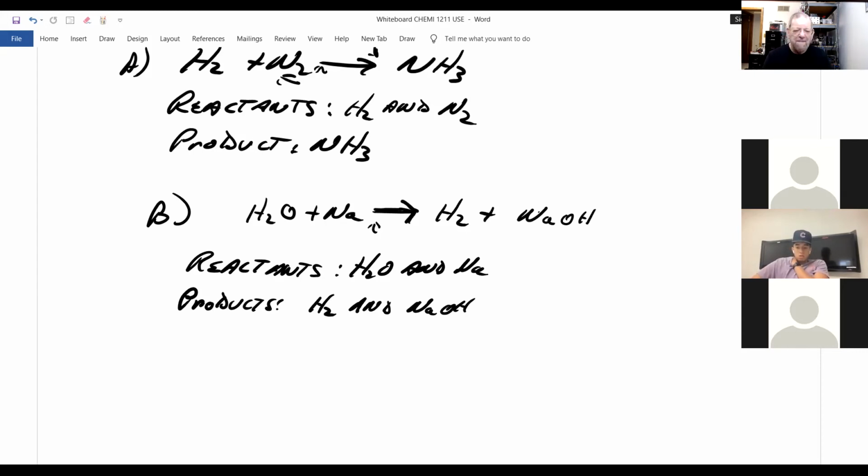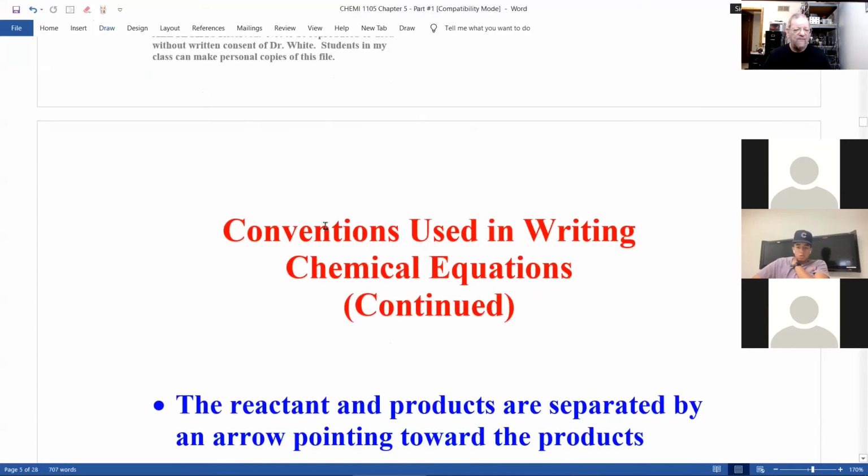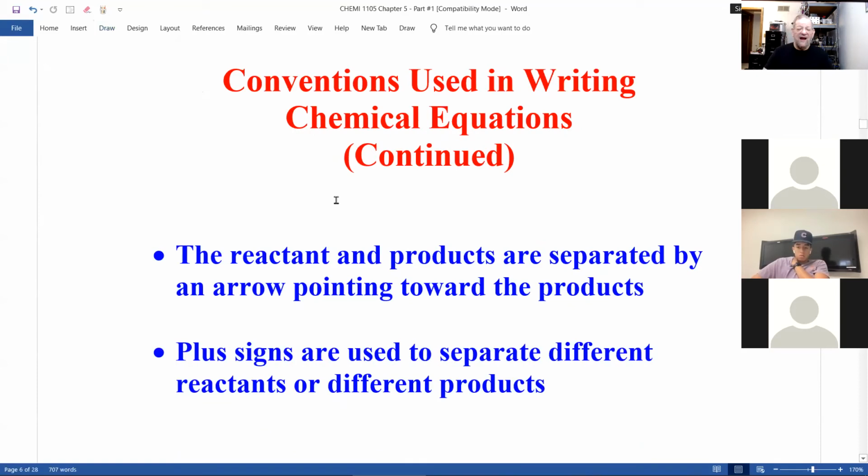And remember, base of the arrow, these are the reactants. Head of the arrow, these are the products. And that's the skill you should have. Hint: now, I've already shown you this, and I'll never ask this on a test.